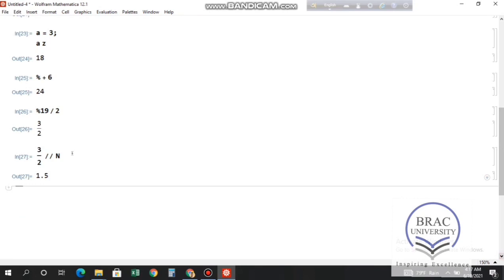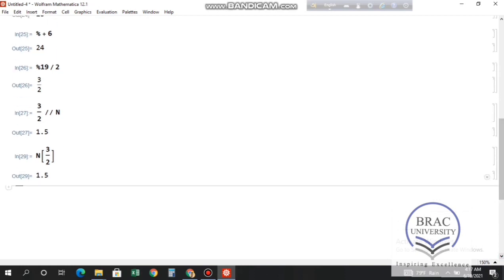We can also use the command capital N and square brackets to get the numerical value. If you put our fraction, 3 by 2, in the square brackets and then press shift enter, then we'll get the numerical value.